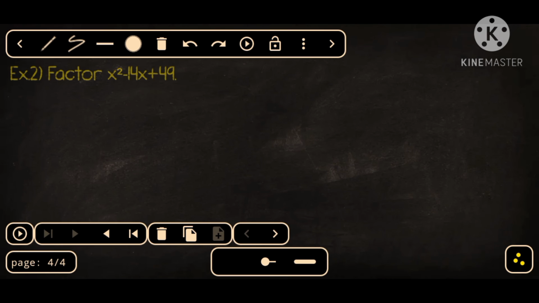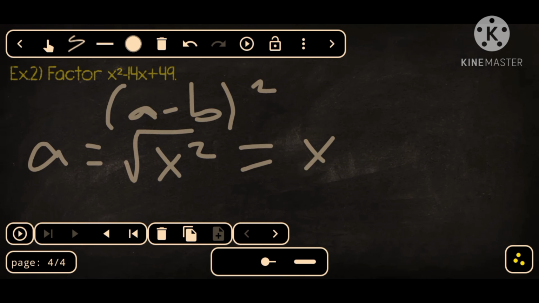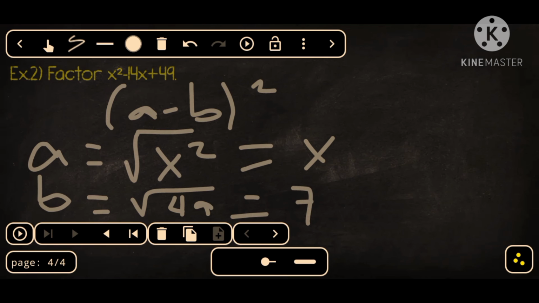So again, let us try to check first the operation of the middle term. The operation is minus. So therefore, we will use a minus b squared. So let us identify our a. So take the square root of the first term. The first term is x squared. The square root of x squared, that is x. So for b, take the square root of the third term. The third term is 49. So square root of 49 is 7.